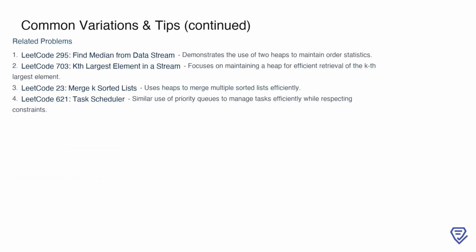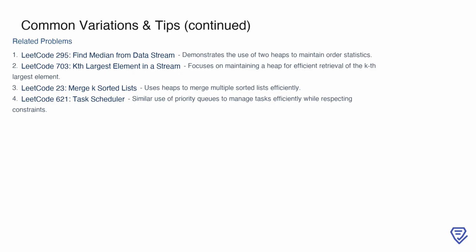This problem also shares similarities with several other LeetCode problems, making it a great opportunity to deepen your understanding of related concepts. For example, LeetCode 295, Find Median from Data Stream, demonstrates the use of two heaps to maintain order statistics dynamically. LeetCode 703, Kth Largest Element in a Stream, focuses on efficiently retrieving the kth largest element using a heap. Another related problem is LeetCode 23, Merge K Sorted Lists, which uses heaps to merge multiple sorted lists efficiently, a technique that parallels how we manage the buy and sell orders here.